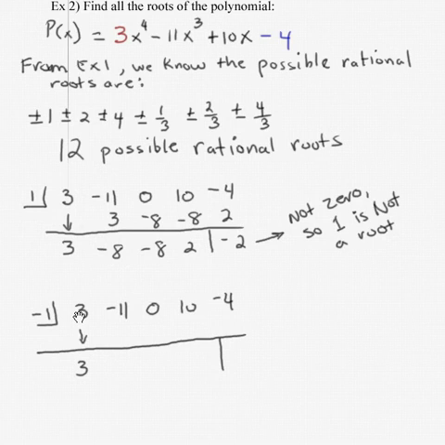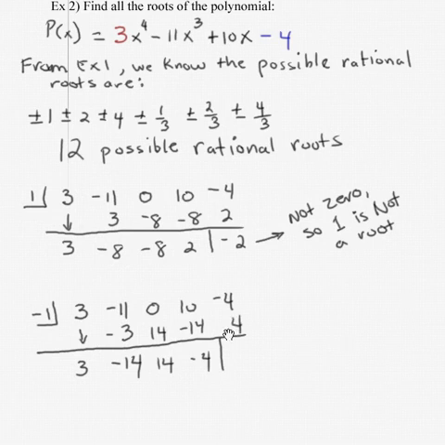So synthetic division, bring down the leading coefficient, multiply by negative 1, put that in the next column and add to get negative 14, times negative 1 is positive 14. Put that in the next column and add. 0 plus 14 is 14. Times negative 1 is negative 14. Added to a positive 10 is negative 4.